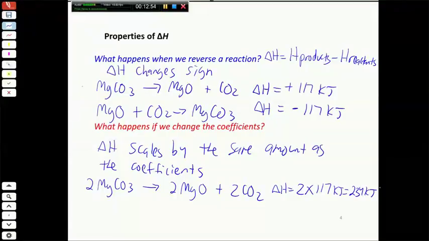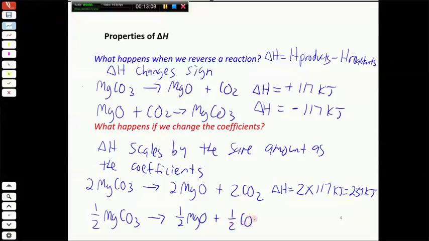If we quadruple them, delta H quadruples. We can also do fractional coefficients. So if we had 1/2 magnesium carbonate going to 1/2 magnesium oxide plus 1/2 CO2, what we've done here is we've taken the coefficients and divided them by 2, or halved them. And so the delta H would just be 1/2 of its original value of 117. Alright, so when we change the coefficients in a chemical equation, the delta H scales by the same amount that we change the coefficients. And as we've already emphasized, if you're going to change coefficients in a chemical equation, you have to do the same thing to all of them.